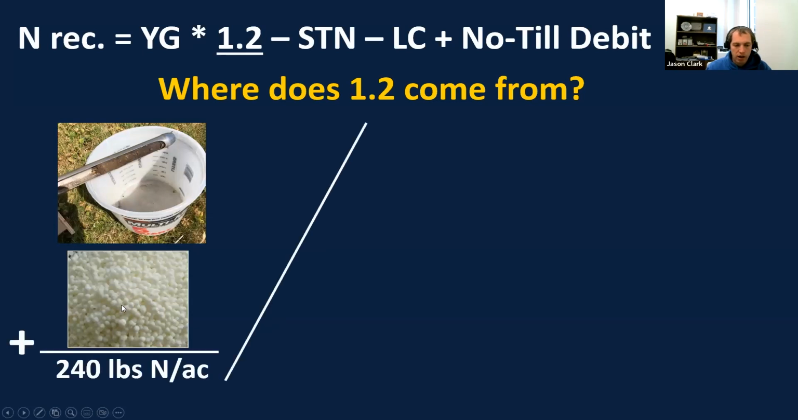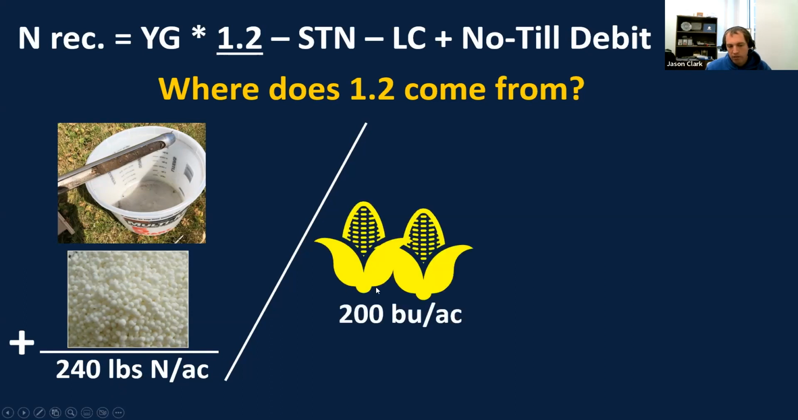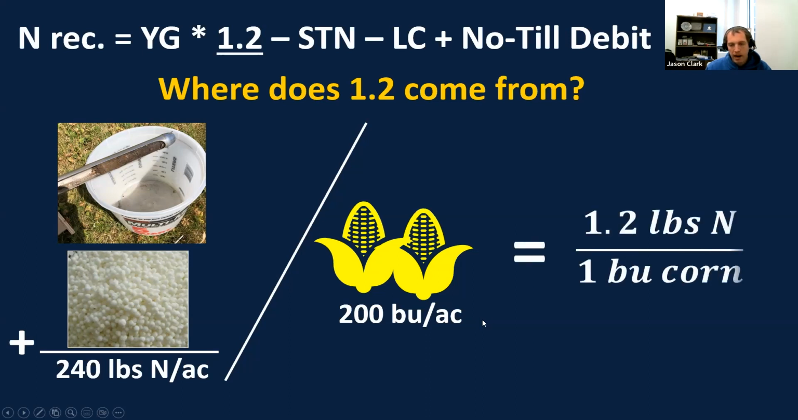We add that to our fertilizer rate required to optimize yield, say 240 pounds of N per acre. Add those two together, a 200 bushel per acre yield. We do the math there that shows we needed 1.2 pounds of N for every 1 bushel of corn. So now the question is, how accurate is that? And is it still changing?